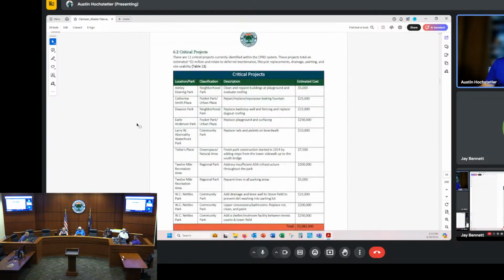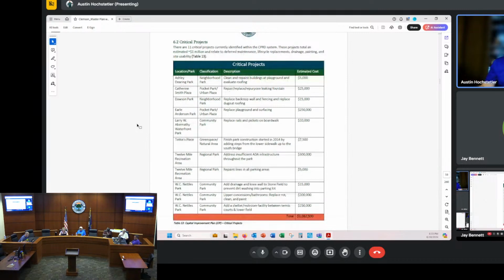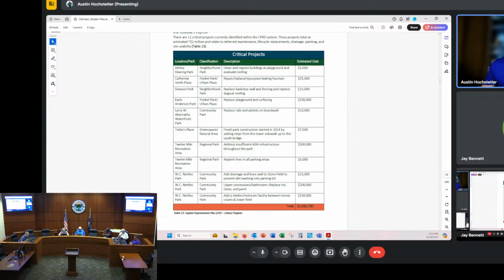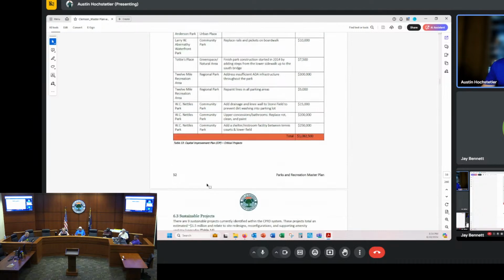Over the next several pages, we've identified 11 critical projects, and some of this is up for interpretation to expand on some of the projects too. But this is also a living framework document, and that's what it's intended to be. Here's the park, here's the classification of the park, and, for example, clean and repaint buildings at the playground and evaluate the roofing. That might be $5,000. So now we're putting together a compilation of projects that we can plan for. We've identified about $1 million of critical projects that we want to do within the system.